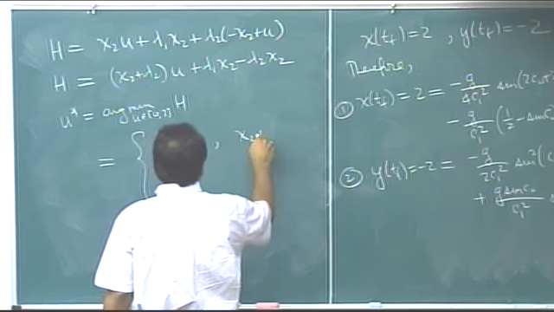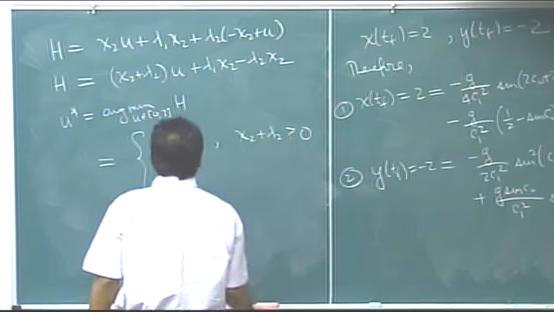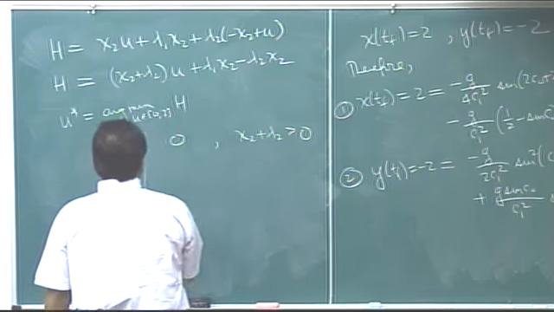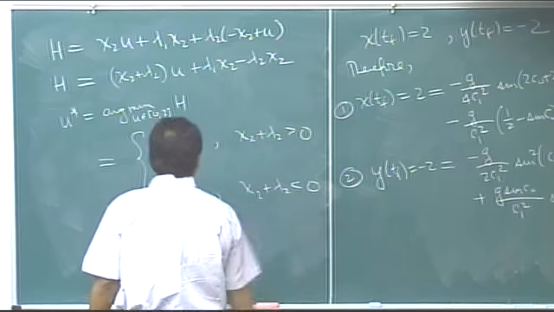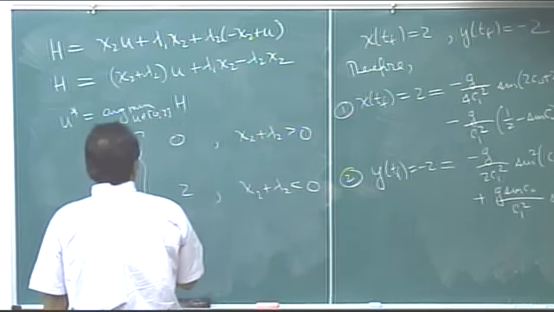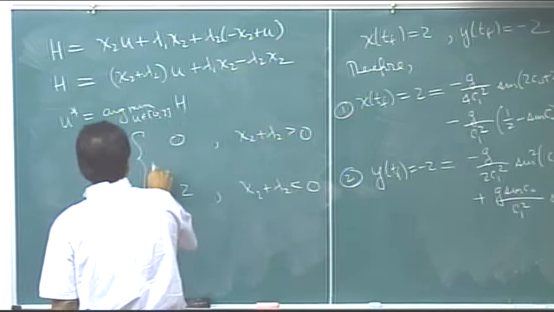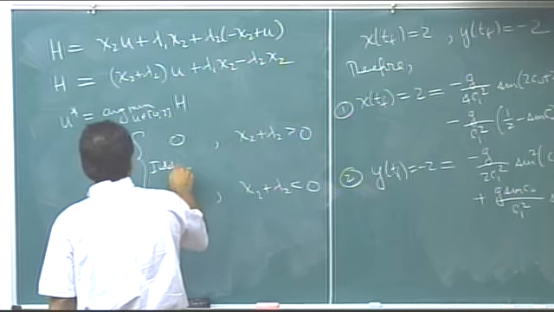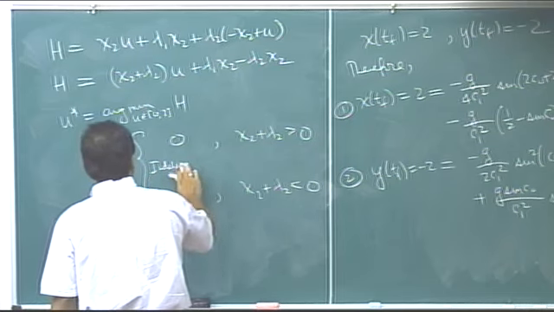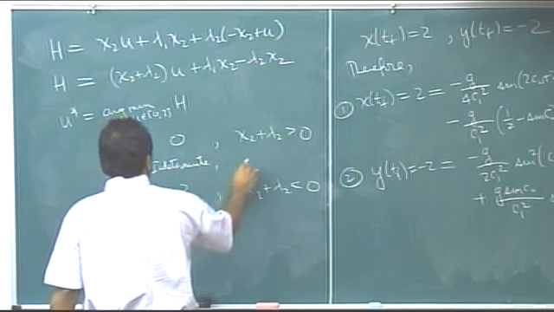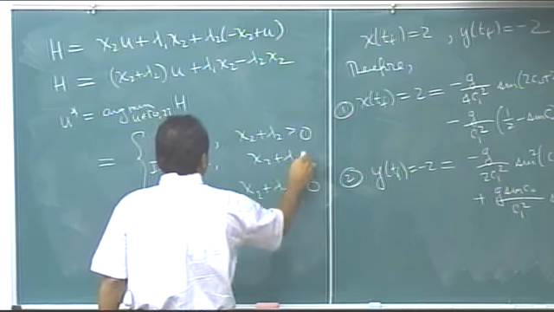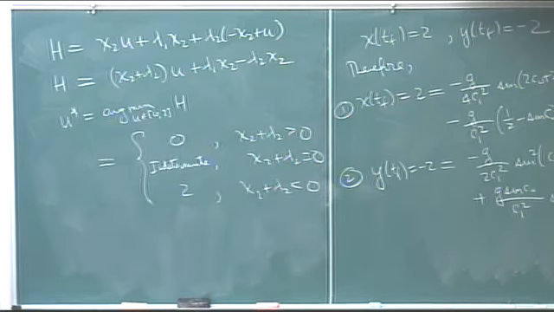So this is if x2 plus lambda 2 is greater than 0. And also, if x2 plus lambda 2 is less than 0, I know that it's going to equal 2. But what happens in the middle is indeterminate, right? So it's indeterminate if x2 plus lambda 2 is equal to 0. So this, of course, creates a problem.